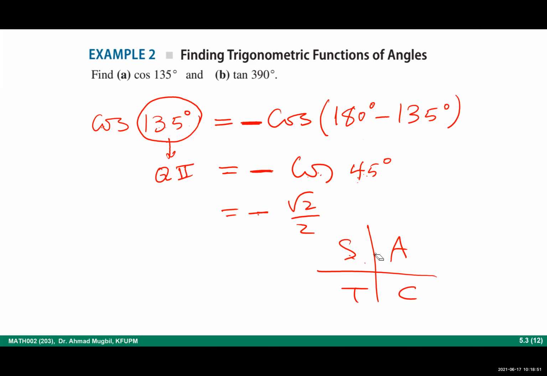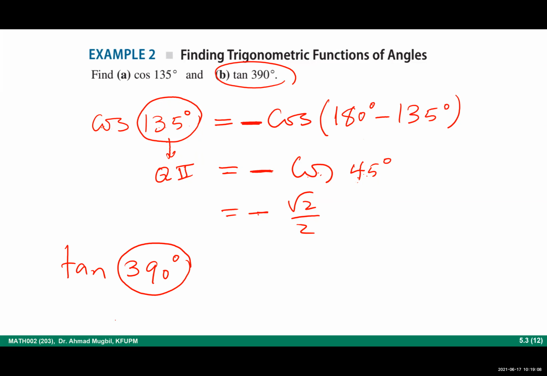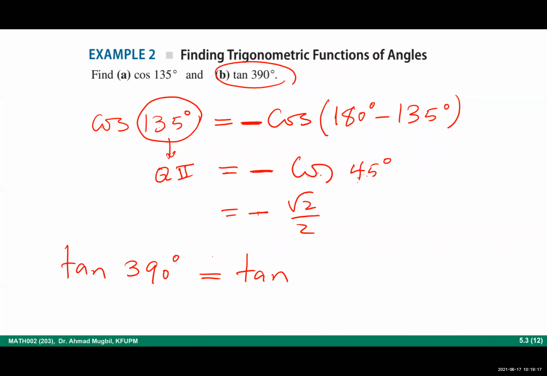I heard someone talking. Let's take the next example. Tangent of 390. When you find tangent of 390 degrees, you should ask yourself first, is this between 0 and 360 or not? It is not, it is greater. So you will find the coterminal. There is no positive or negative sign when you find the coterminal, because they are periodic. You will just subtract 360.